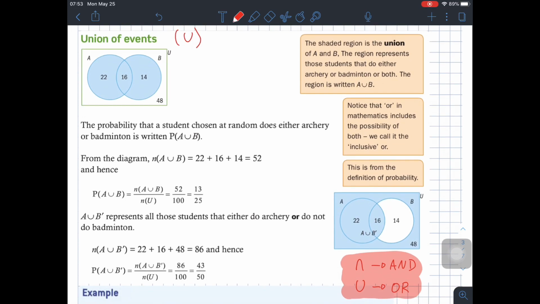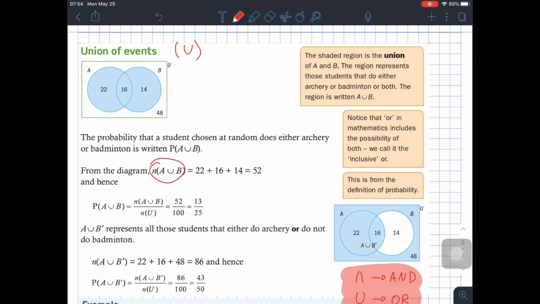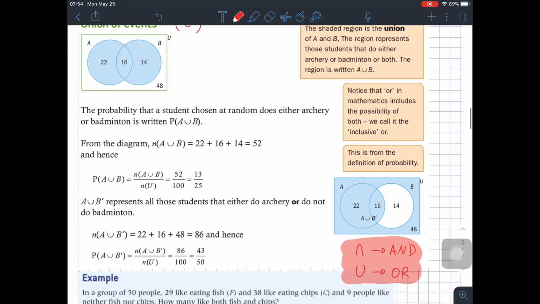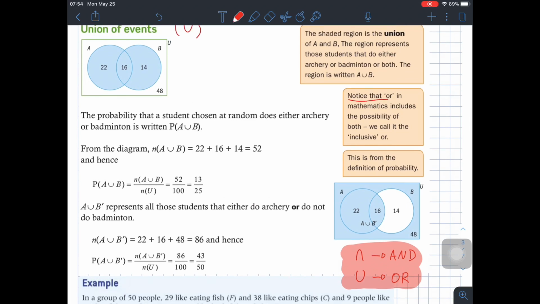The probability that a student chosen at random does either archery or badminton is written as probability of A union B. For this diagram, the number of people who do both or who do archery or badminton is this plus this plus this, right? 22 plus 16 plus 14, which is 52. Hence, the probability of A union B is equal to 52 over 100, which if we simplify is 13 over 25. Here it says, notice that OR in mathematics includes the possibility of both. We call it the inclusive OR. And then it says this is from the definition of probability.